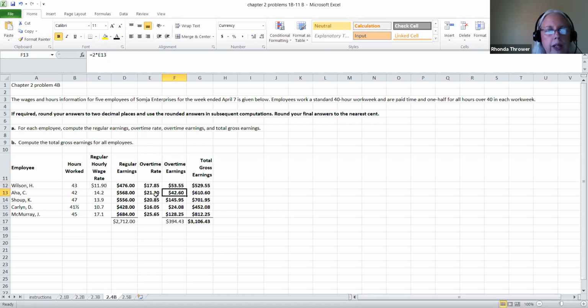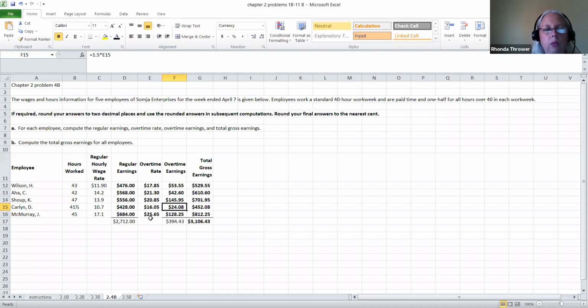Take the overtime rate and multiply it by the number of overtime hours. For AHA, the overtime hours were 2. For Shoop, the overtime hours are 7. 7 times the overtime rate will give you the overtime earnings for Shoop. And for Carolyn, there are 1.5 hours in overtime. So 1.5 hours in overtime times the overtime rate of $16.05 will give you $24.08.